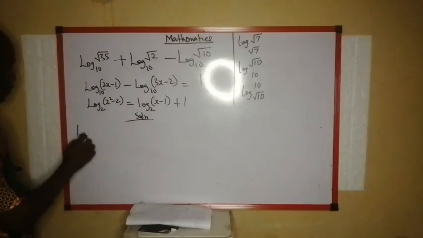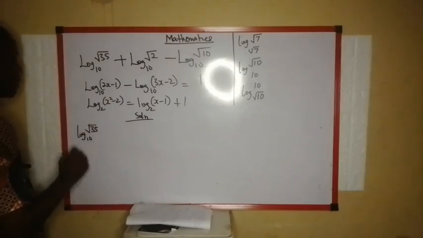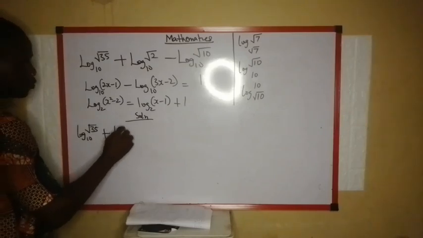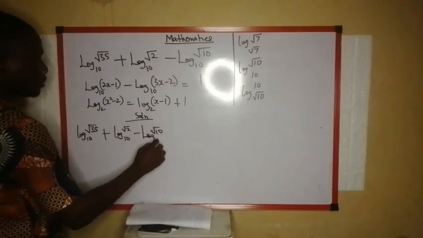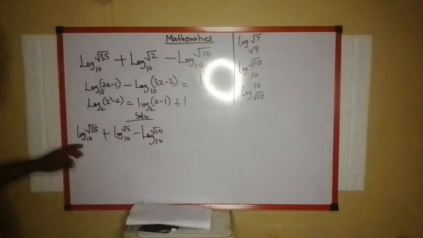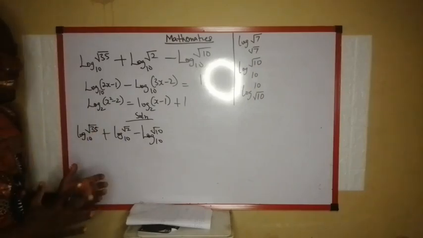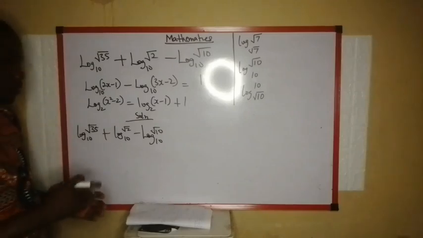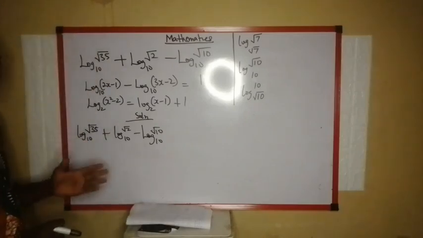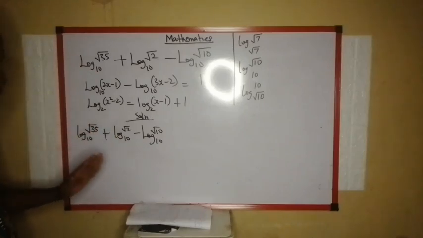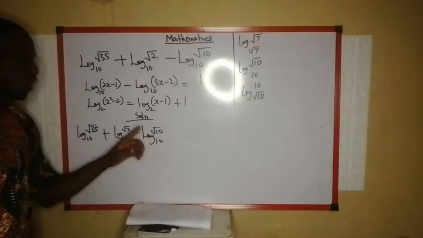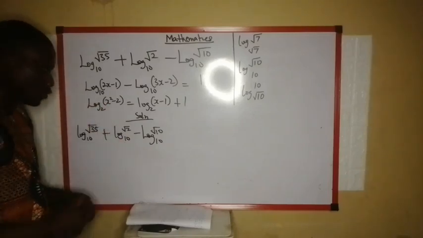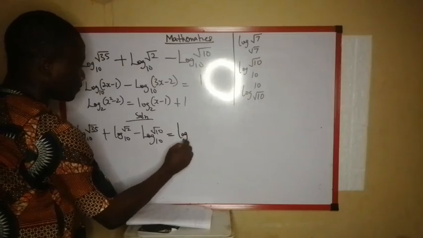So we are going to write log root 35 base 10 plus log root 2 base 10 minus log root 10 base what? 10. All the bases match. We are already on point. So since all the bases match, the next thing is, I said whenever we have addition, it becomes multiplication, and whenever you have subtraction, it becomes division. I say it again: whenever you have addition, it becomes multiplication, and whenever you have subtraction, it becomes division.